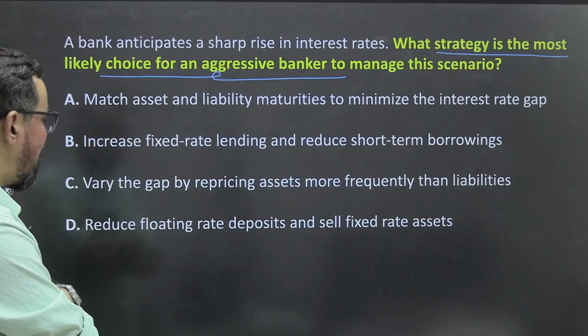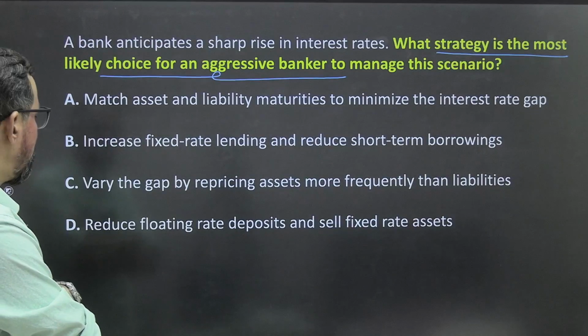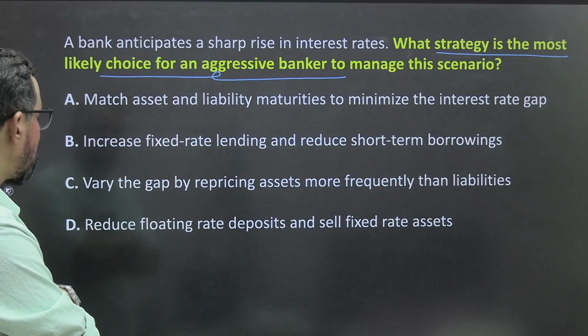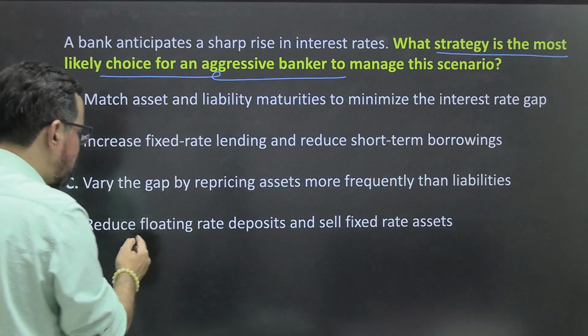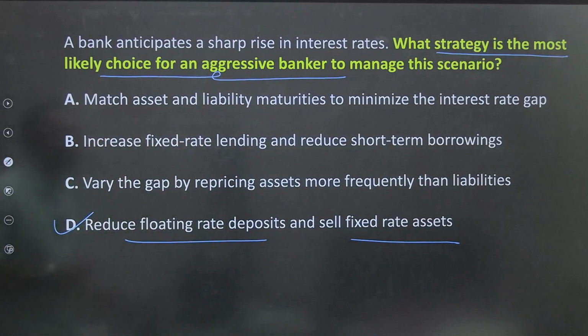Widen the gap by repricing assets more frequently than liabilities. Reduce floating rate and sell fixed rate. Option D should be the right answer. This can be a better situation. No, Option C. Widen the gap by repricing.